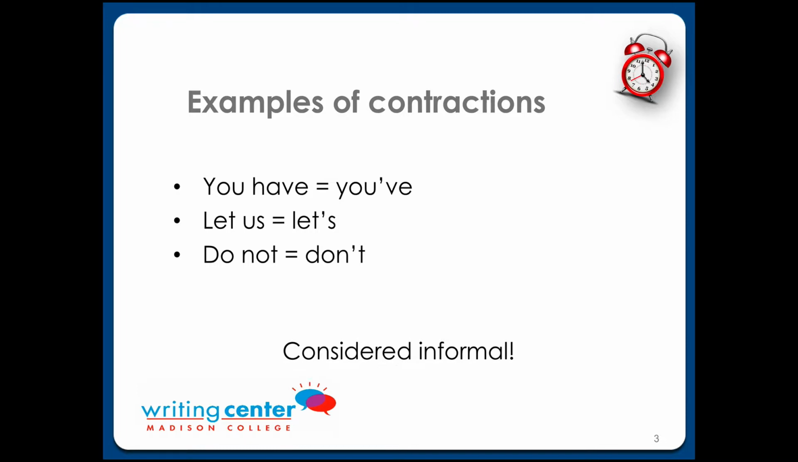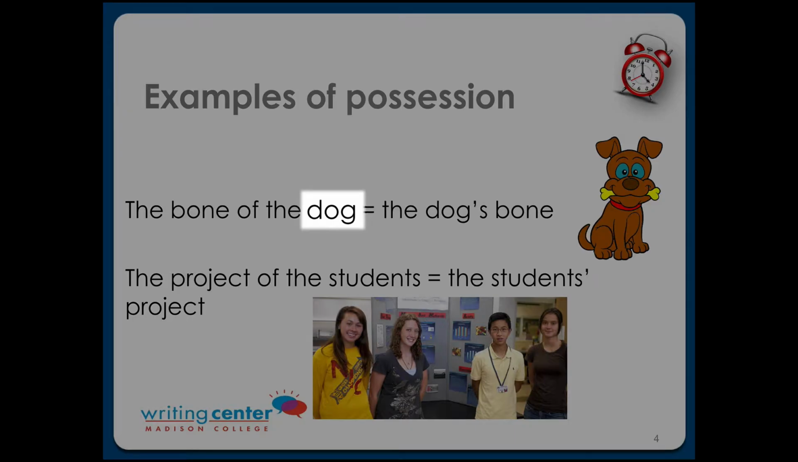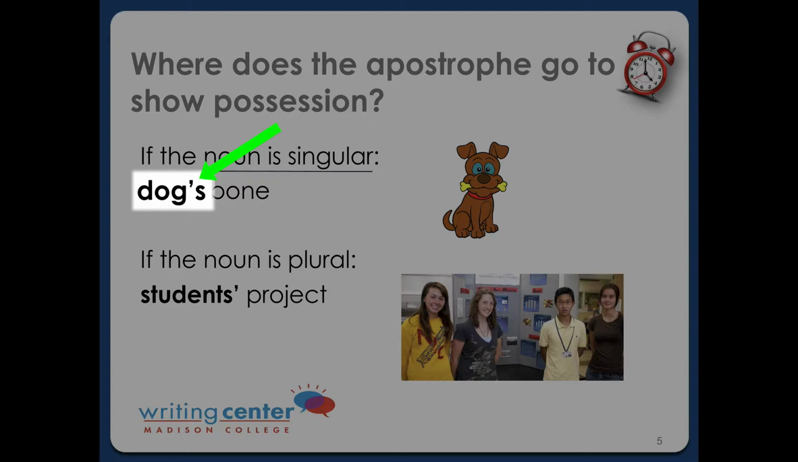Well, now let's talk about when an apostrophe is used to indicate possession. We use an apostrophe to shorten phrases such as the bone of the dog or the project of the students. But let's talk more about these examples. Of course. In the first example, we have one dog. In other words, the noun is singular, so the apostrophe goes in front of the S, like this.